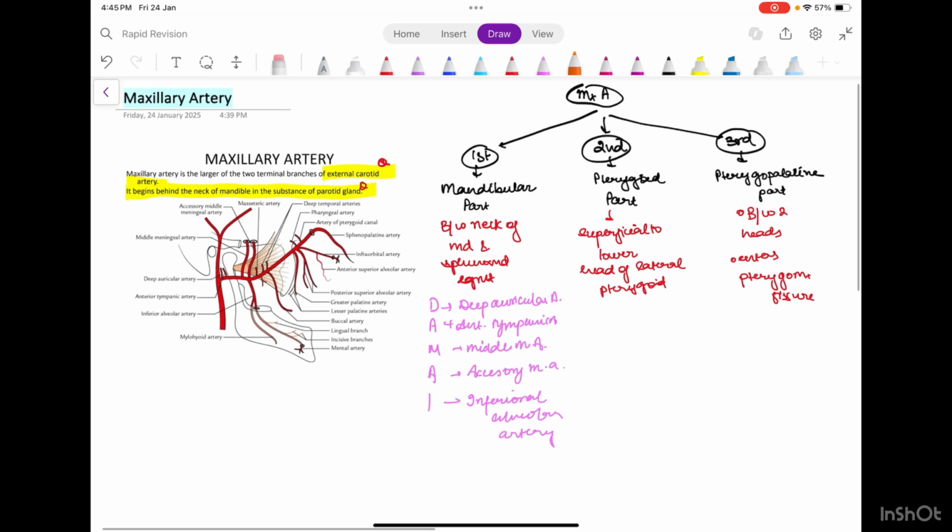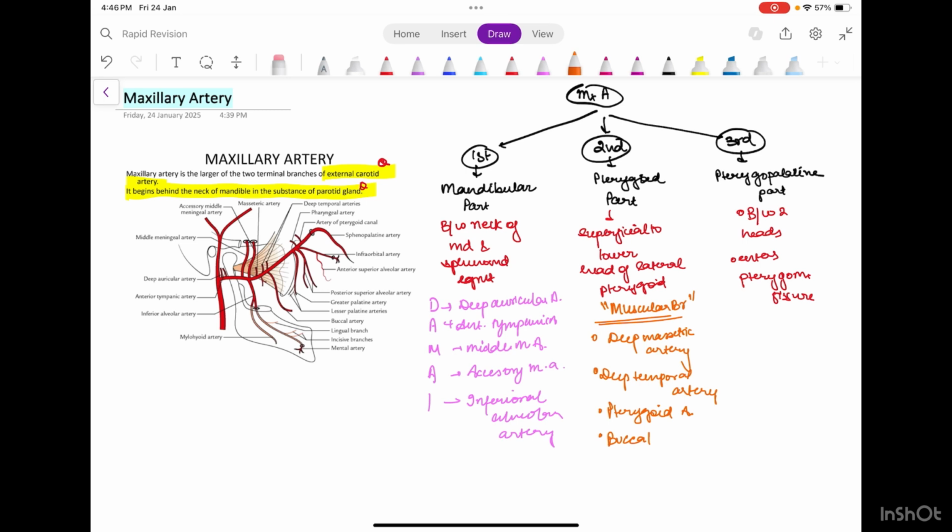Then coming on to the second part. Now in the second part, you should know that the muscular branches of the maxillary artery belong to it. So deep masseteric artery, then deep temporal artery, pterygoid artery, and buccal artery.